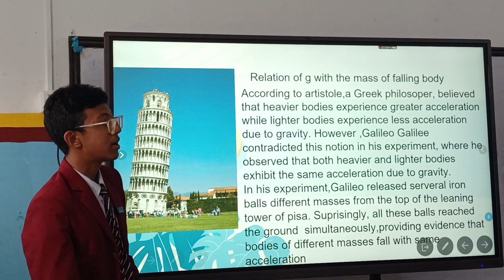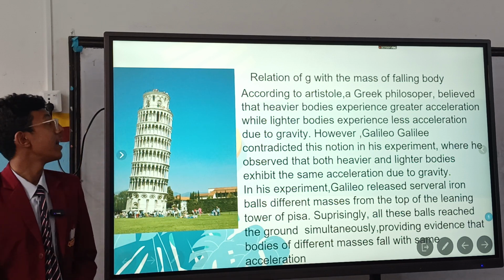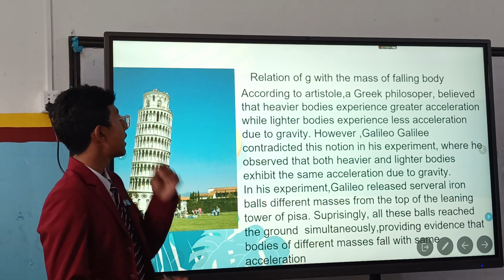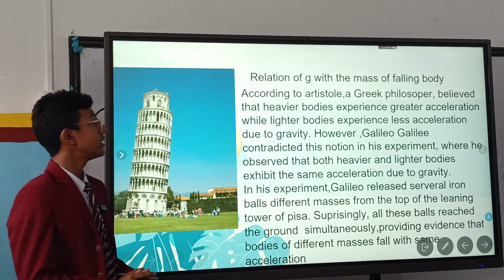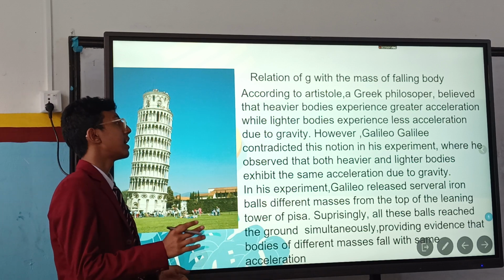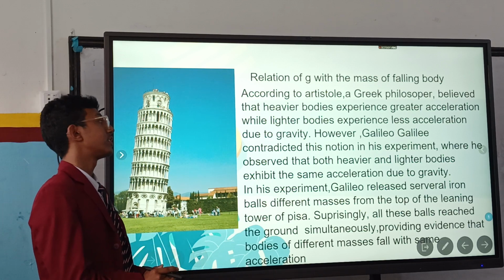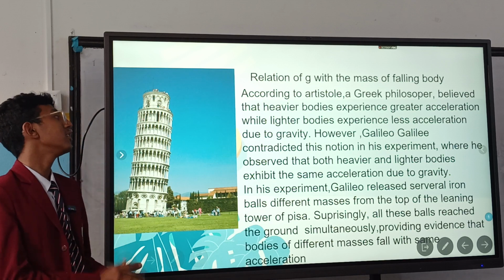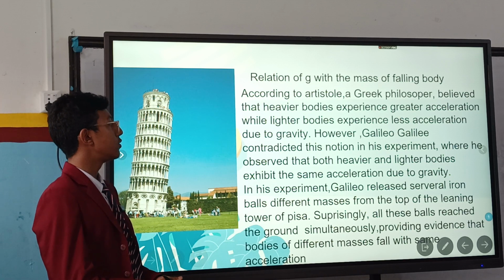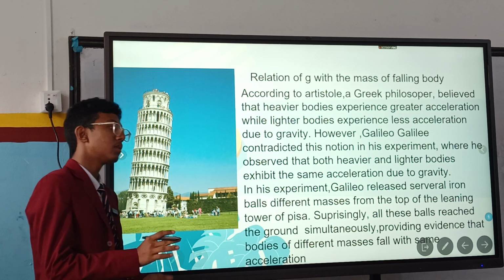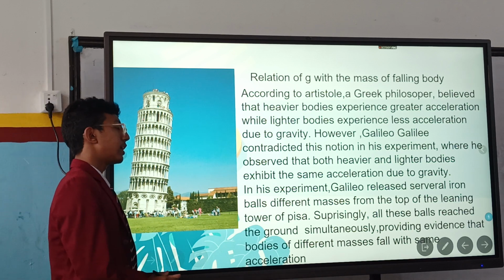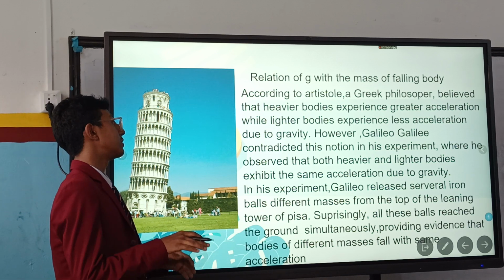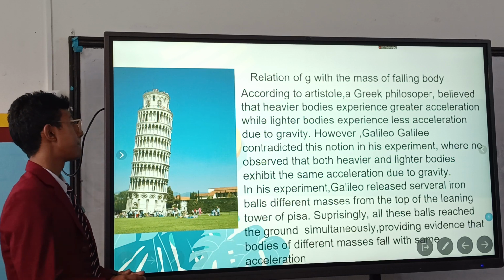In this, one philosopher, Aristotle, said that heavier bodies experience greater acceleration than lighter bodies due to acceleration due to gravity. But Galileo Galilei challenged this notion in his experiment, where he observed that both heavier and lighter bodies drop at the same speed, with the same acceleration.